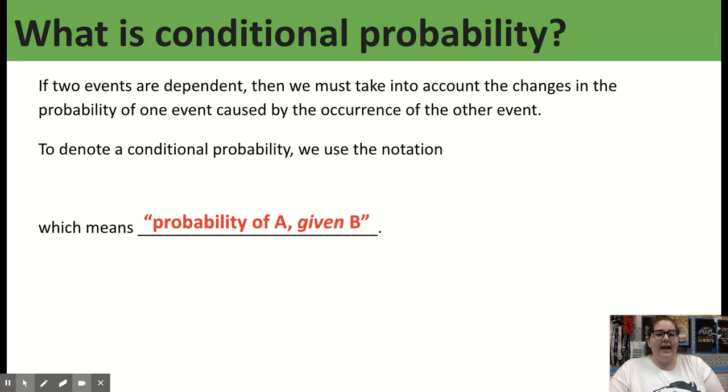So to denote a conditional probability, when we use that probability notation, it looks something like this. So we have a P of A, and then there's this kind of vertical line that represents given, and then B. So that means the probability of A given B.